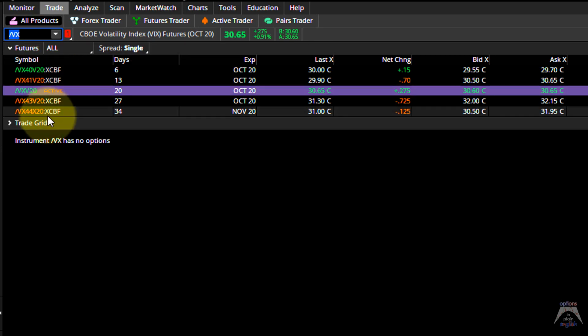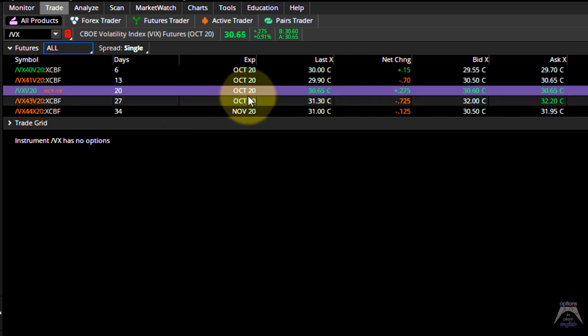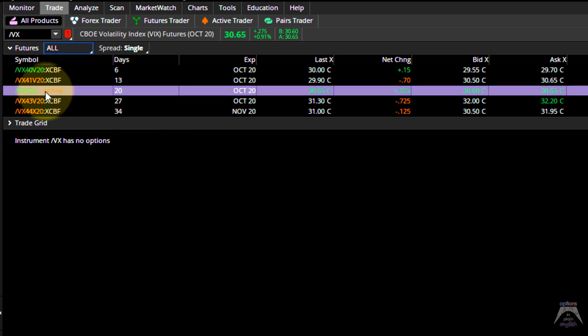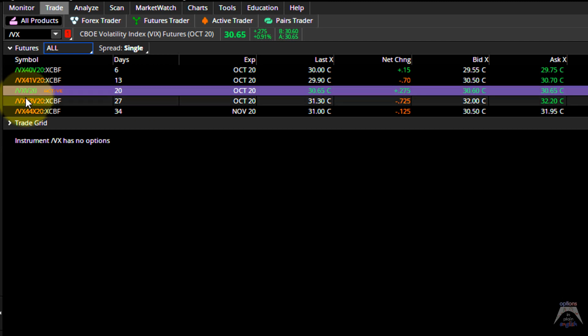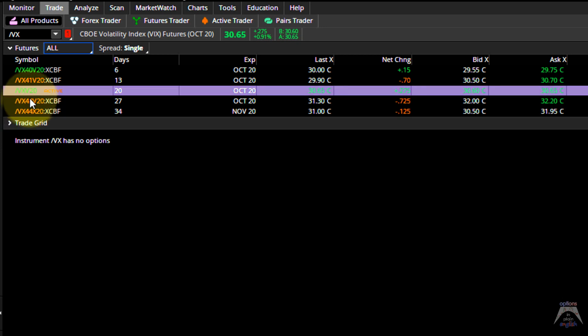Okay, so we don't need to know which one it is. In this case, I've changed it so that it shows me all of them, but you can just have the active only or 3 months. So I've picked all so we can look at all the different values of volatility. In this case, the active one is the one expiring in October with 20 days to go, and the actual symbol is /VXV20. That's the active month. This one is very liquid. You can easily trade in and out of it.